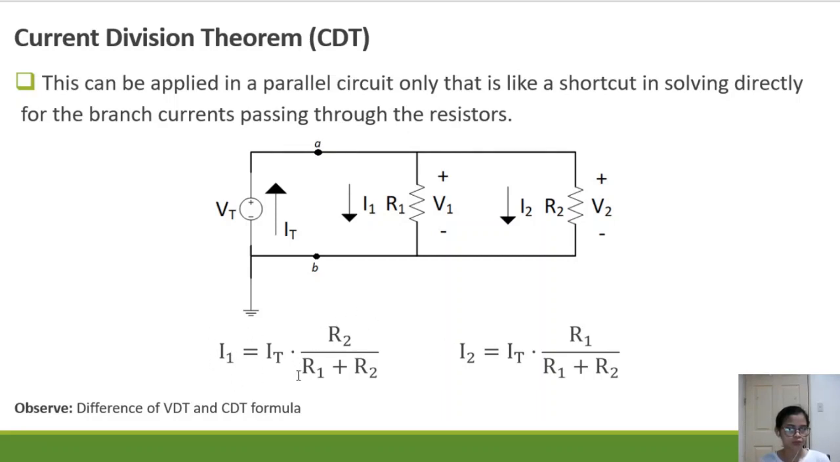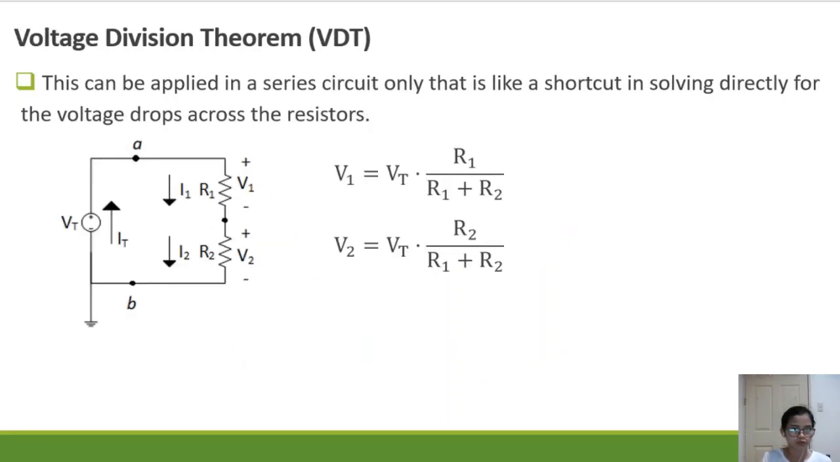So you need to observe the difference in their formulas. Be careful. For current division, when you look for I1, take note that it is R2. For I2, it is R1. How about for the voltage division theorem? For V1, it's really R1. Okay? Take note of the subscripts. A simple mistake there would really make your solution wrong.